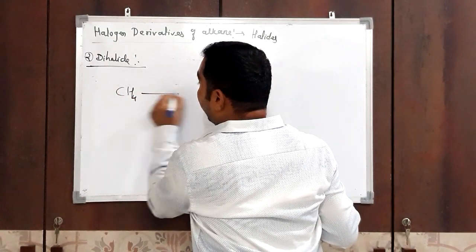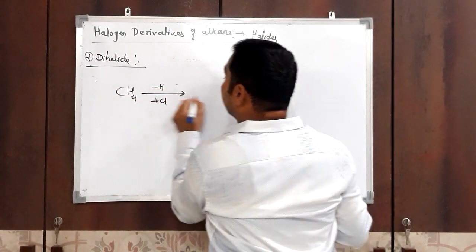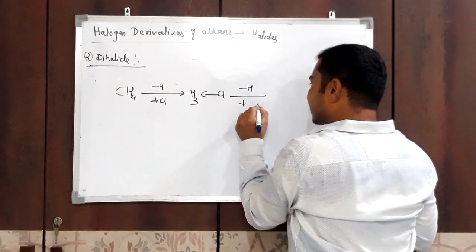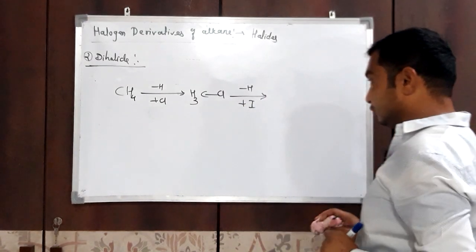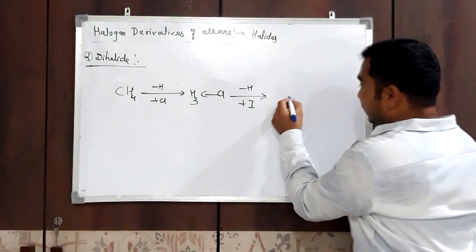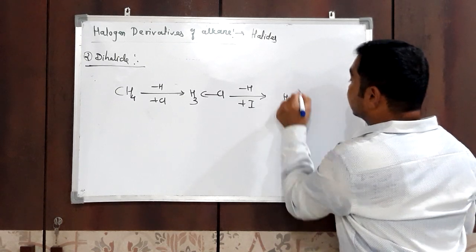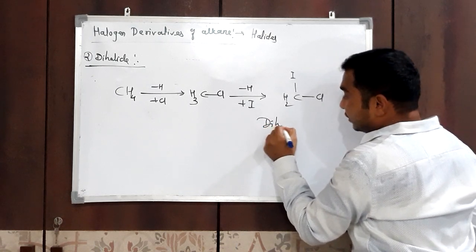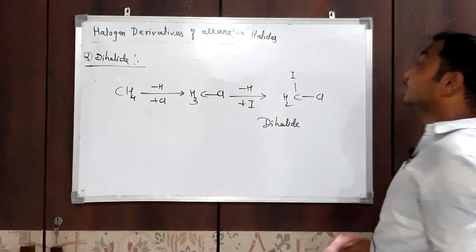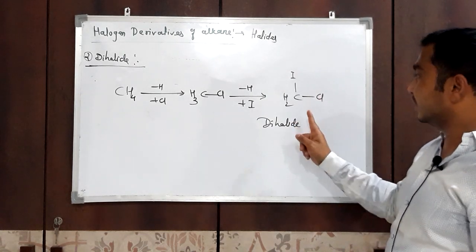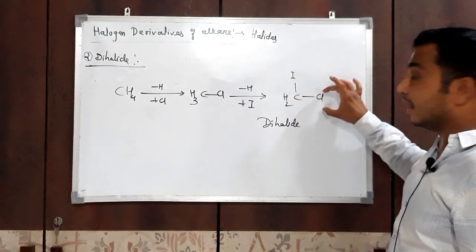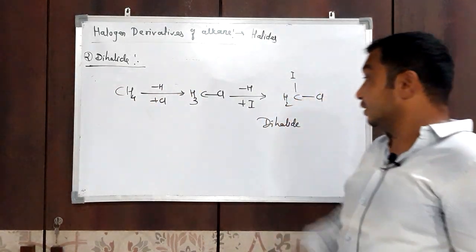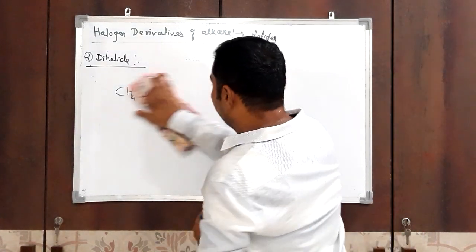For example, take methane. Replace one hydrogen by chlorine, then you will get CH3Cl. Again replace one more hydrogen by another atom, for example iodine. We can take chlorine also, but take a different halogen. Then we will get a compound like this. So this is a dihalide, because it contains two halogen atoms, may be the same or may not be the same, but this contains two halogen atoms, iodine and chlorine. So it is called a dihalide.